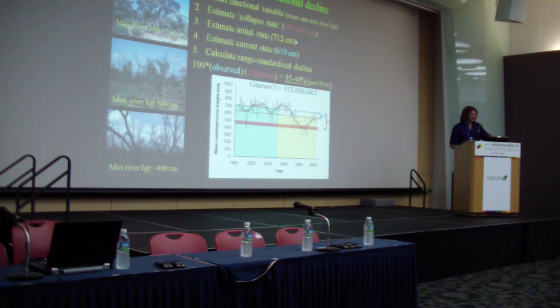That's 712 centimetres. And then we estimate the current state, which is the mean maximum river height for the last 50 years. And then we can calculate the decline in river height over that 50-year period, the observed decline, relative to the decline that it would take to collapse the ecosystem. So it's this blue quantity divided by the red quantity that gives an estimate of relative severity of that degradation of the ecosystem. And this enables us to compare it to the thresholds in the criteria and infer a vulnerable status for this ecosystem.